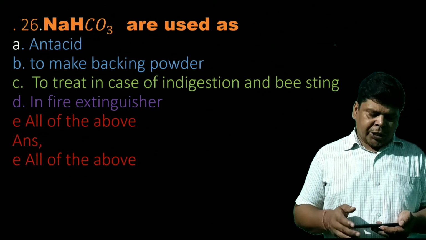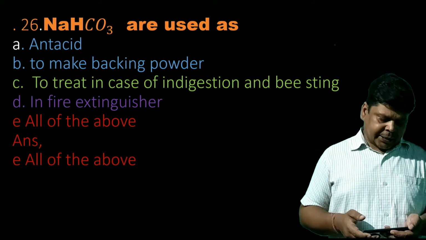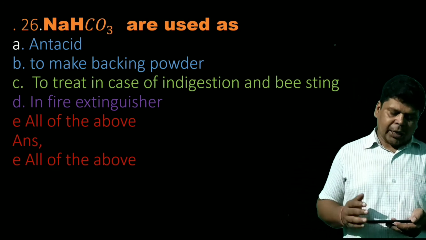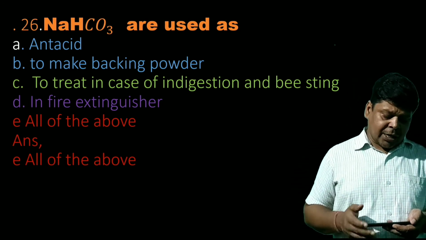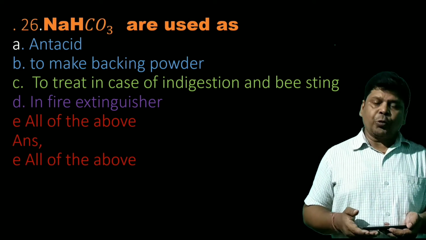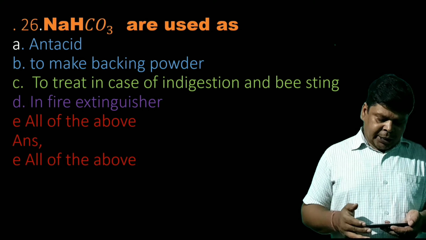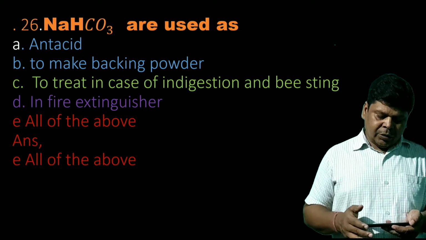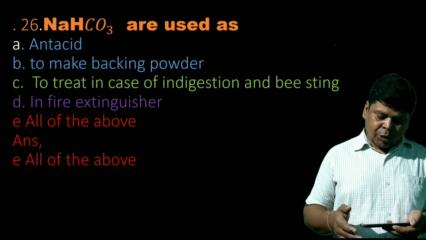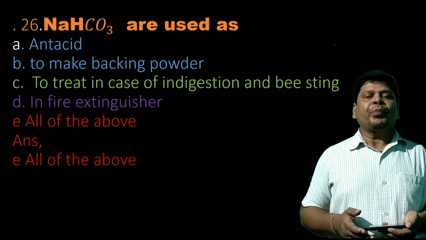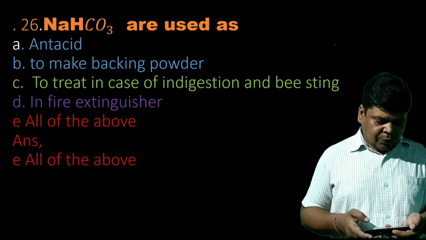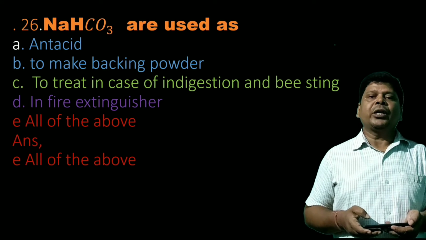Sodium bicarbonate NaHCO3 is used as antacid. Yes, this one NaHCO3 is used as antacid because it is a mild base. To make baking powder. Yes, it is used to make baking powder. To treat indigestion and bee sting. Yes, in bee sting and indigestion, sodium bicarbonate can be used. In fire extinguisher, of course, sodium bicarbonate is also used. So all of the above is the correct option. E is the correct answer.